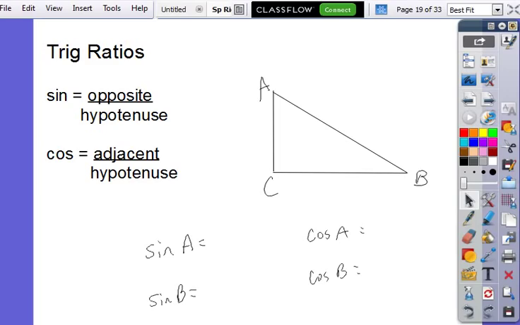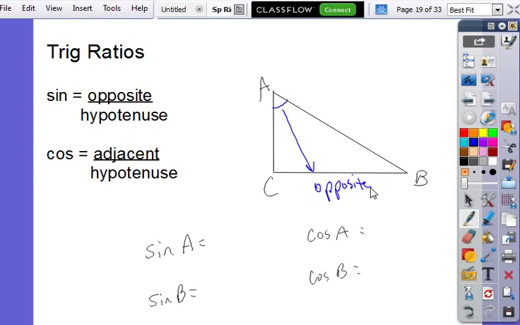The first thing you need to be able to do is figure out which sides are the opposite, the adjacent, and the hypotenuse. Now the hypotenuse should be easy. AB. AB is the hypotenuse. The opposite and adjacent part depends on which angle you're talking about. So if I'm looking at angle A up here, which side is opposite from A? CB. That would be my opposite side. Opposite in this case just means away, the other side of the triangle.